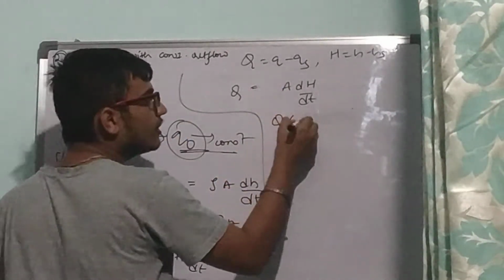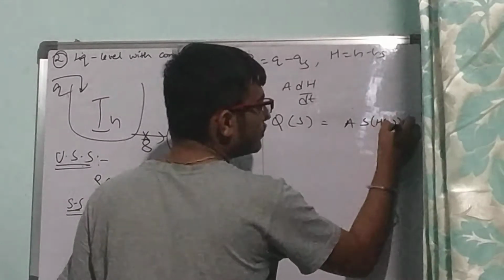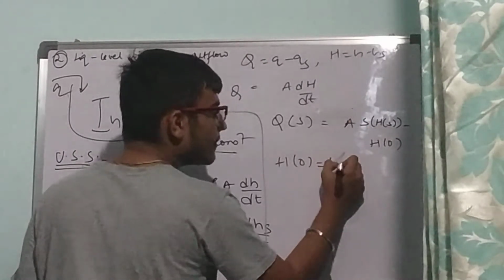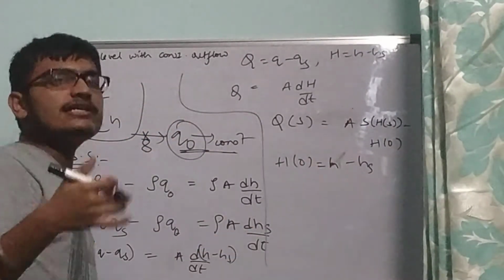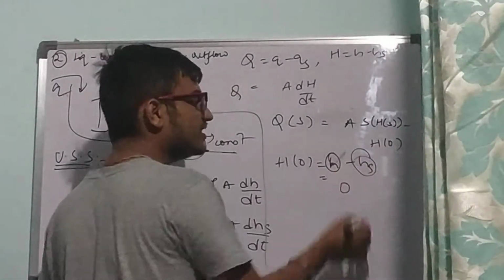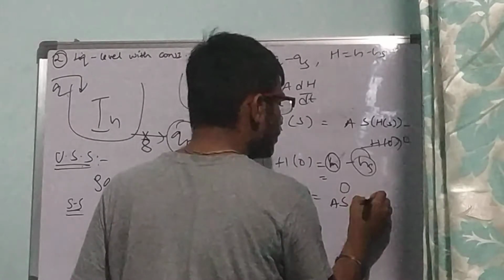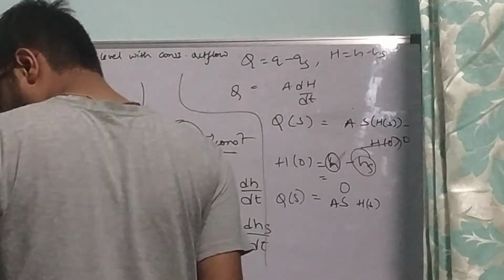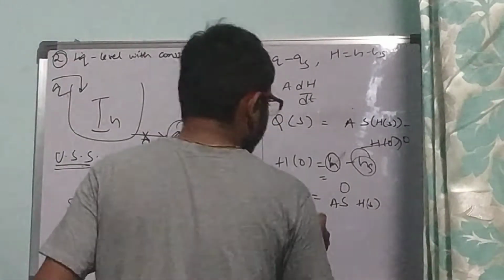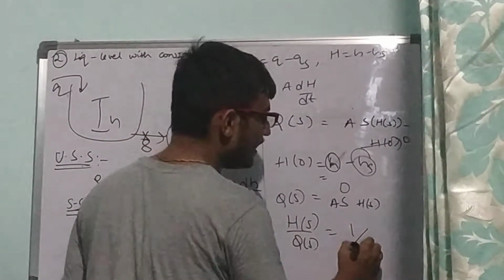Now apply Laplace transform. Q of s is equal to A into (s H of s minus H of 0). Again H of 0 is 0. Why? Because the height at the initial value and your steady state value will be the same, because when you start the calculation, H and Hs will be the same. So it is 0. Therefore Q of s is equal to A s into H of s. So here your relation is H of s by Q of s is equal to 1 by A s.